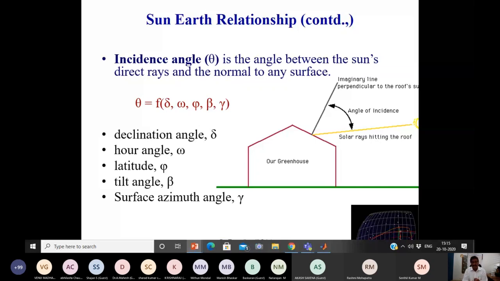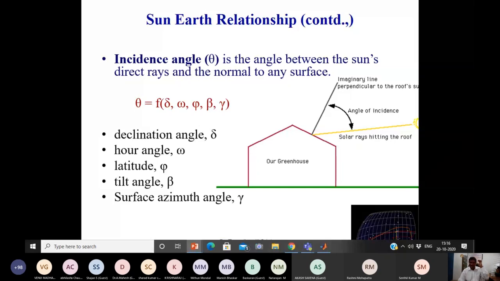These three we can't change. They are fixed. The place is fixed, and time is not in our control. Date is also not in our control. What is in our control? The last two variables are in our control. What are the last two variables? That is the tilt angle, beta. How much the surface is angled to the horizontal surface is called the tilt angle. And last is the surface azimuth angle, gamma.